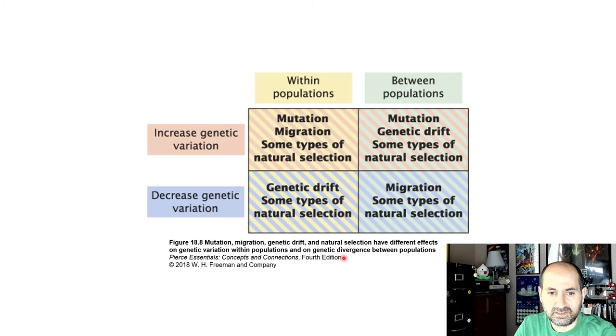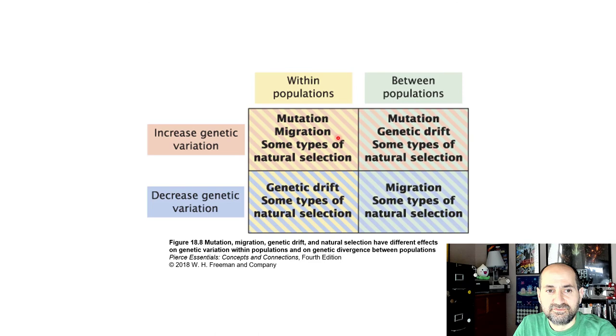Remember, when you're assuming Hardy-Weinberg equilibrium, that the proportions of allele frequencies are not changing in a population, you have to assume mutation is not going on, migration is not going on, genetic drift is not going on due to small population size. Remember, populations are big, and natural selection is not going on. But any one of these can have a drastic effect on genetic variation. So take a look here. You either have increased genetic variation versus decreased genetic variation within populations or between populations.